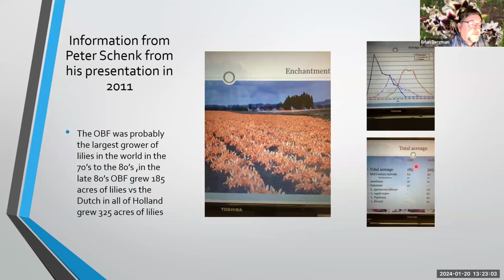Total acreage of Oregon Bulb Farms was probably the largest. It was probably the largest grower of lilies in the world in the 70s and 80s. In the late 1980s, Oregon Bulb Farms grew 185 acres of lilies versus the Dutch, who in all of Holland only grew 325 acres. So they were a major commercial producer of lilies. And a lot of our cultivars come from Oregon Bulb Farms of that era. Next slide.